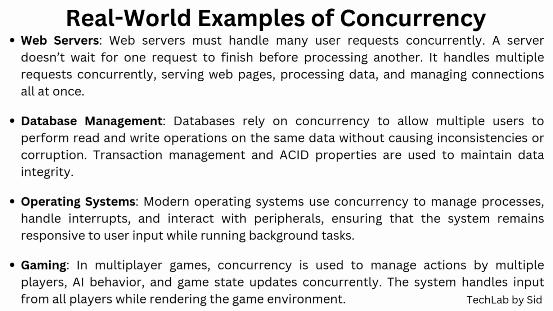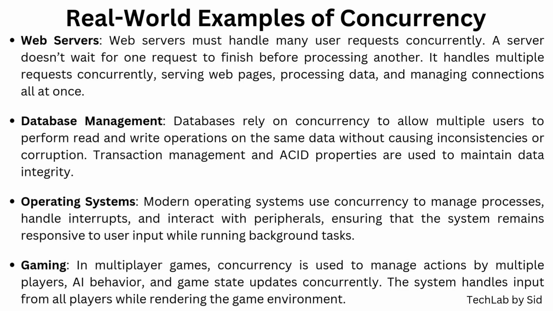In operating systems, concurrency is used to manage processes, handle interrupts, and interact with peripherals like printers and disk drives. A modern operating system must juggle many tasks at once, such as keeping the system responsive to user input while also running background processes. This is made possible by scheduling tasks concurrently, ensuring that all system functions are performed smoothly and without interruption.